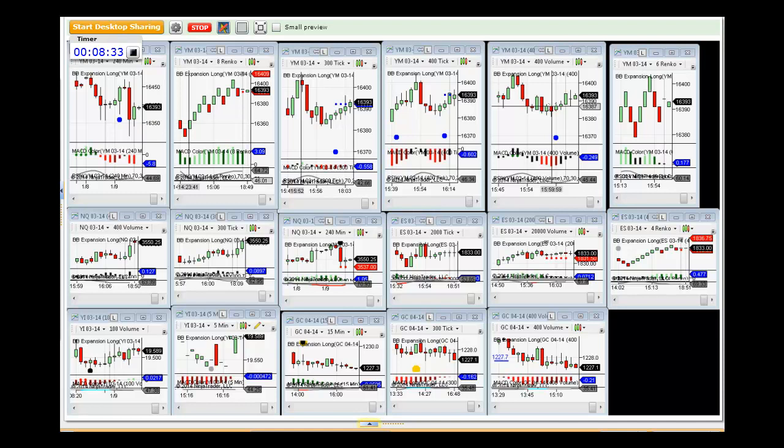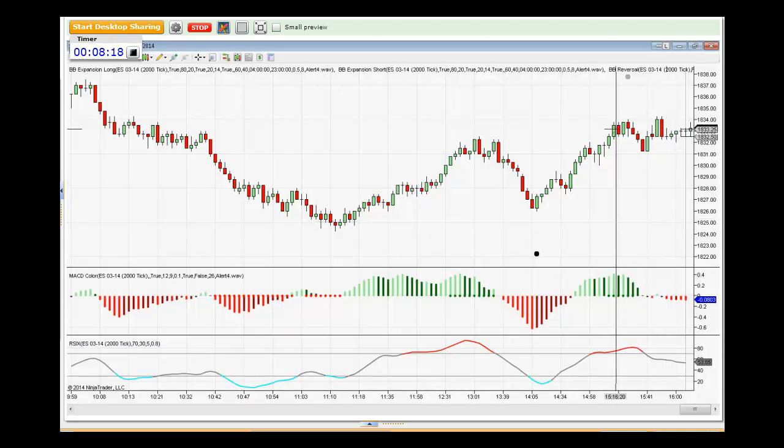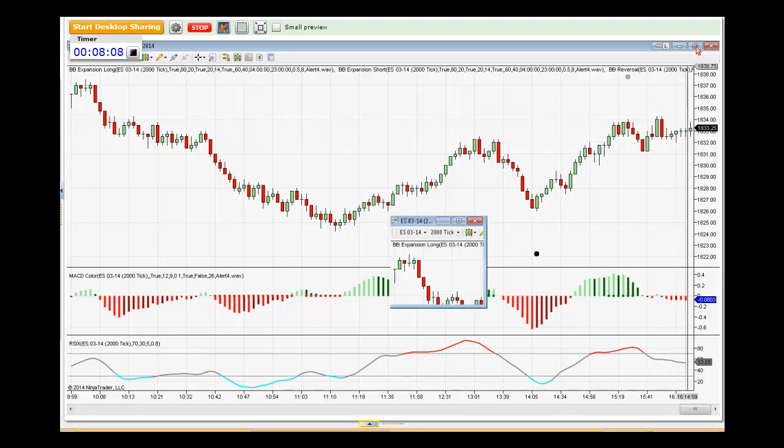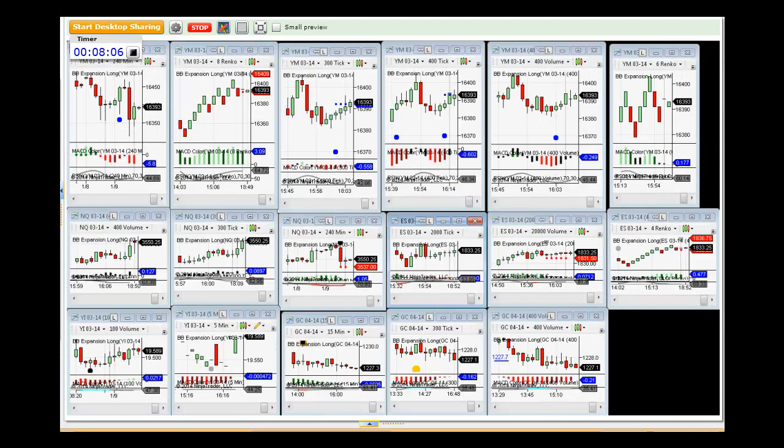Is the ES also in a buy mode? Right now, the ES actually is showing some shorts here. This particular ES 2000 Renko is showing a short. But on the 2000 tick, yeah, we might get something showing us long here shortly. But overall, no.